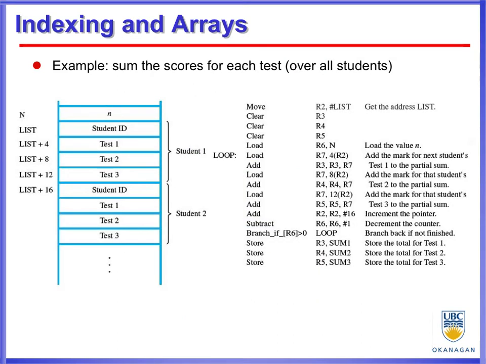What we want to do is sum the scores for each test over all students. Maybe I want to compute the average for test number 1, which means the first thing I have to do is add up all the test number 1 results over all the students. So that's what we want to do in this case. Here's the same memory map, and this is some assembly code that would do this.